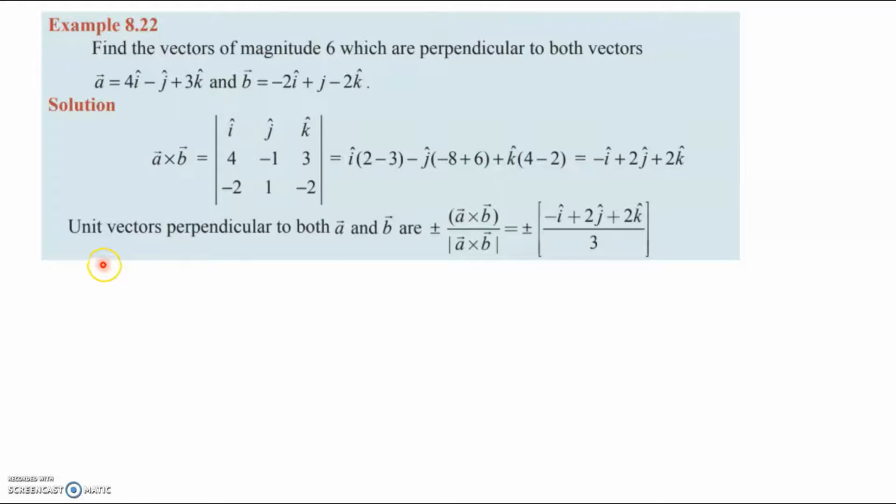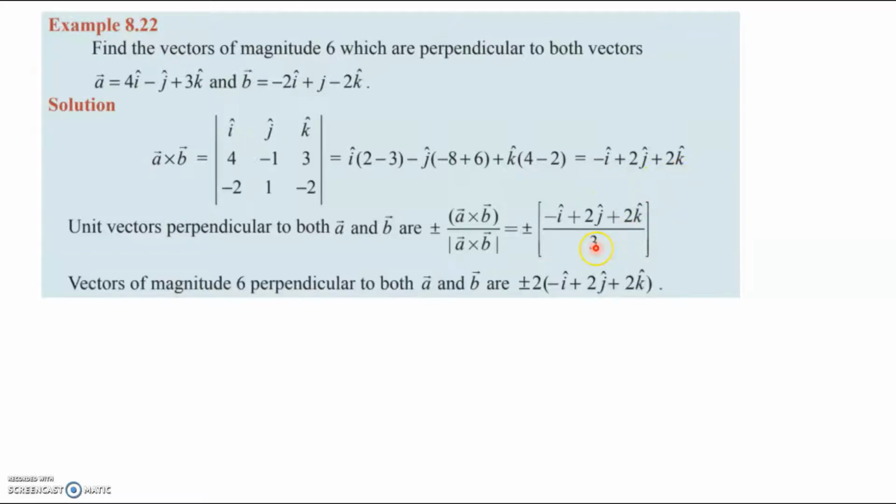Now, the unit vector perpendicular to both A and B is plus or minus A cross product with B divided by the magnitude of A cross product with B. So, substituting the values of each, you get this, and the magnitude of A cross product with B is square root of 1 square plus 2 square plus 2 square, which will be root of 9, which will be 3.